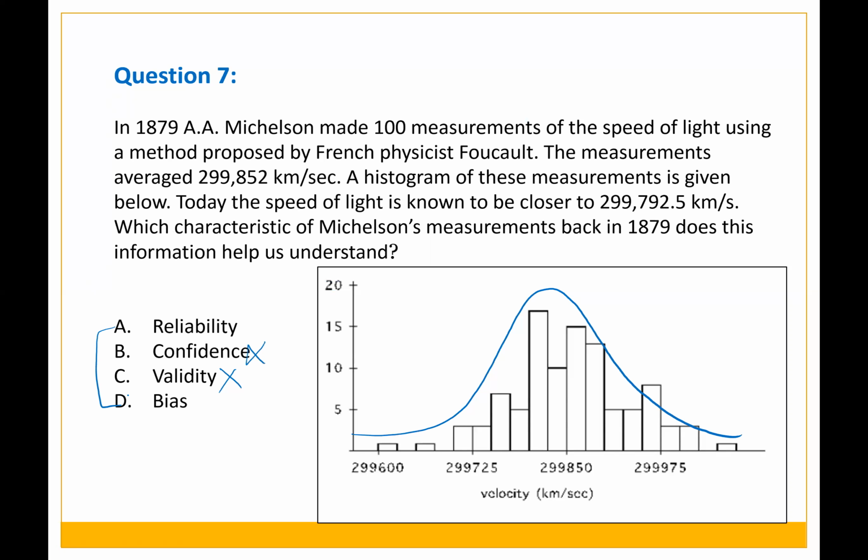So I think the answer to this is, I don't actually remember. Is it bias or reliability? Definitely one among the two, but I picked the wrong answer anyway. So I would say his measurements are definitely higher than the actual speed of light. So it can be bias or reliability. So let me stop the recording there for a second.